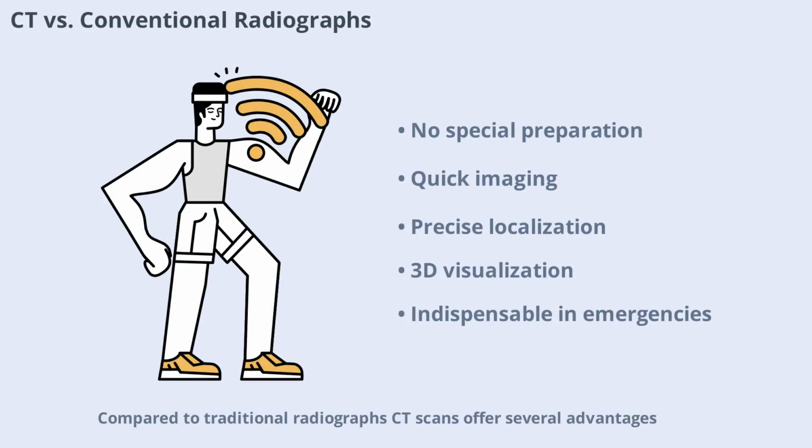Compared to traditional radiographs, CT scans offer several advantages. They require no special patient preparation and provide quick imaging, reducing motion artifacts. The images are contiguous, allowing for precise localization of lesions and their extent. CT is especially valuable in emergencies, trauma cases, pediatric patients, and oncology, as scan times are short and information transfer is rapid. The ability to view structures in 3 dimensions and discriminate between tissues with small density differences makes CT an indispensable tool.